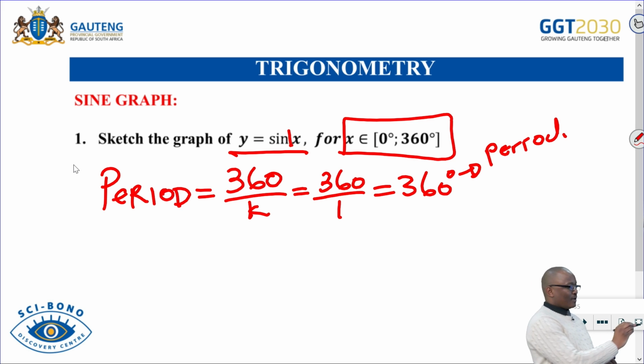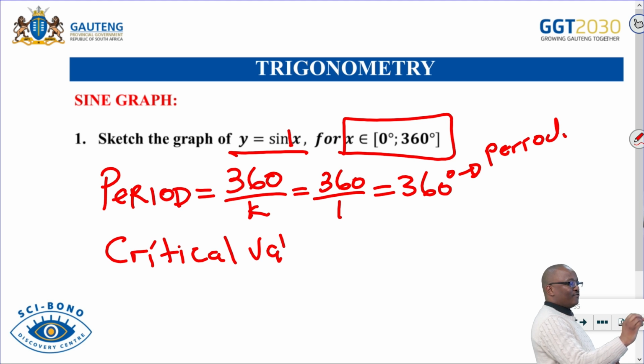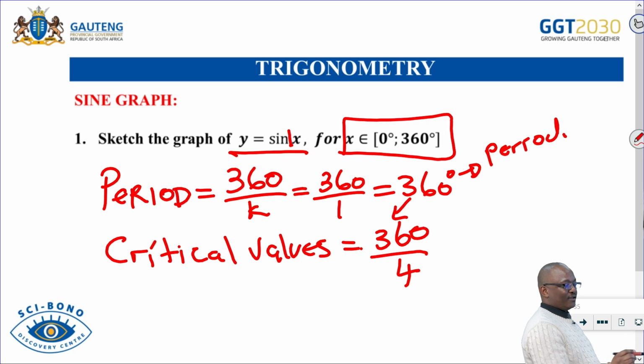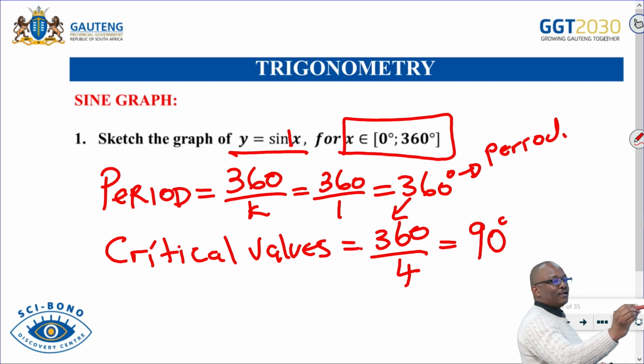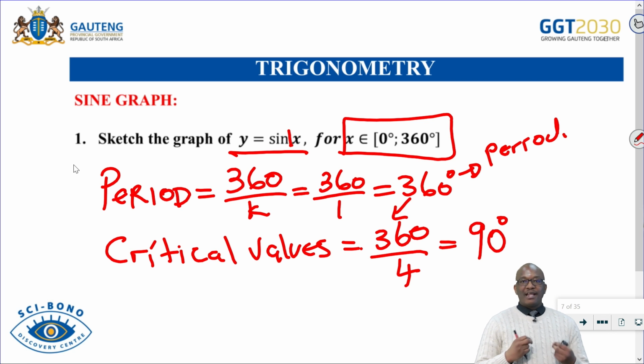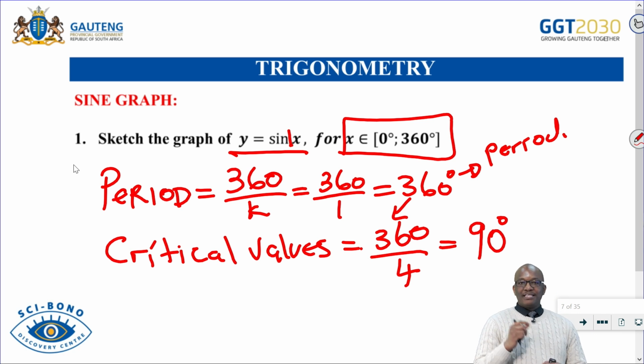Then from there, we have to also get what we call critical values. Correct. Critical values, you will always take your period and you divide it by 4. Always you will take your period and you divide it by 4, and if you say 360 divided by 4, you are going to get 90. And now 90 is your critical value. It means the interval from 0 to 360, they will go with 90, 90, 90, and 90 altogether.